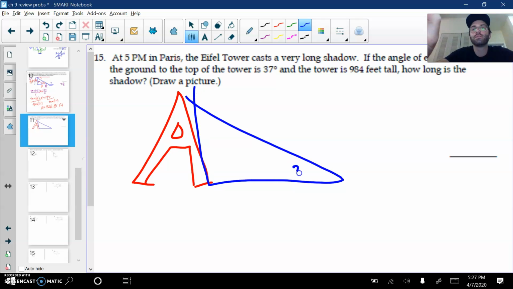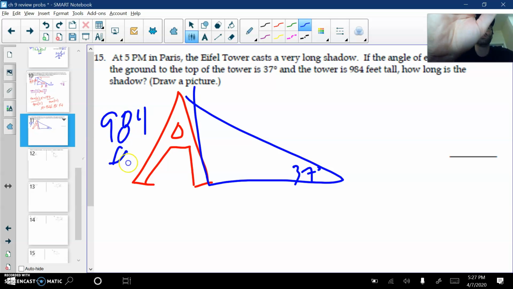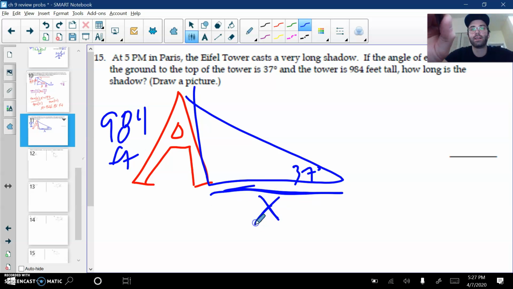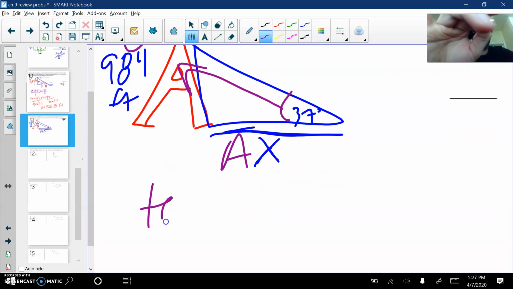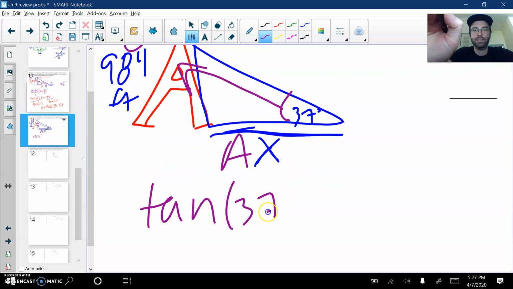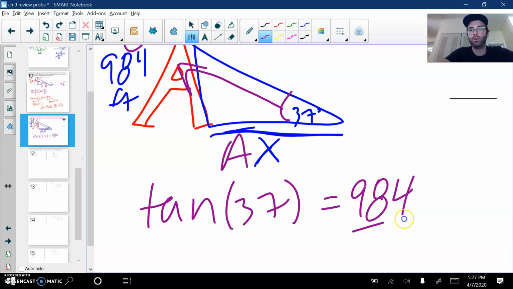All right, so this is 37. The tower is 984 feet tall. How long is its shadow? Well, here's the shadow. Again, there's X. Here's my reference angle. This is my opposite, my adjacent. We got to do tangent again. Tangent of 37 equals 984 over X.